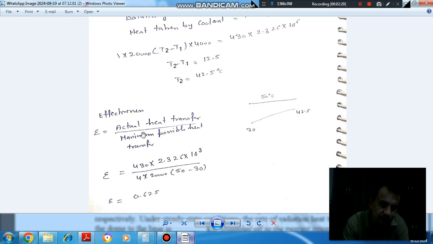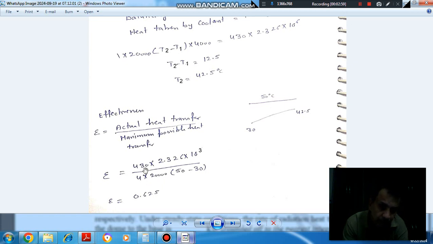And effectiveness is actual heat transfer divided by maximum possible heat transfer. Actual heat transfer is this; converting it into kilojoule, here 10 power 6, so 4 kilojoule we are taking 10 power 3. And for maximum possible heat transfer we will take C minimum, capital C minimum. C minimum is mass into specific heat, so the mass is 20,000 kilogram per second and C is 4.